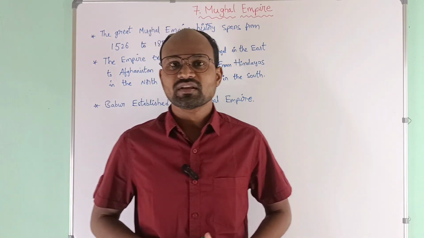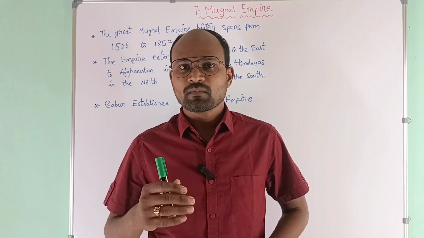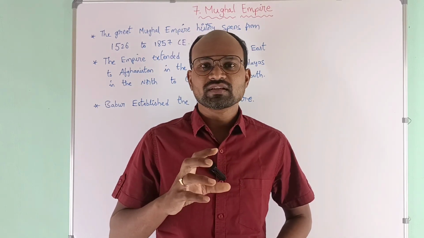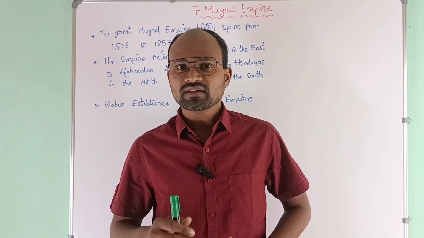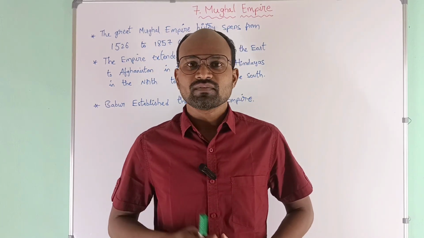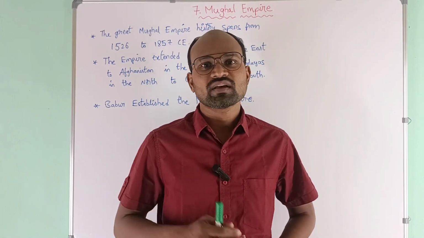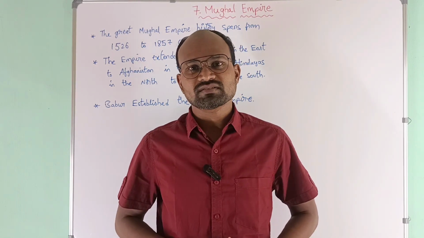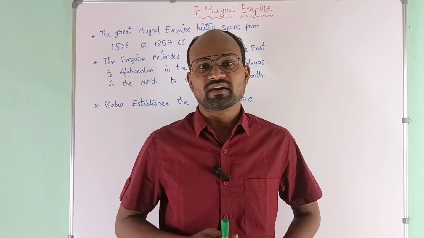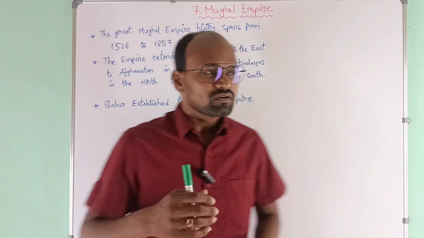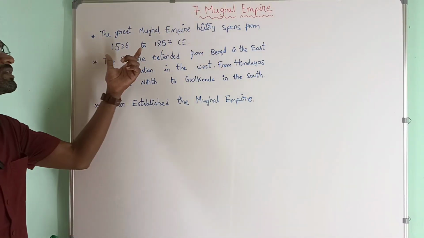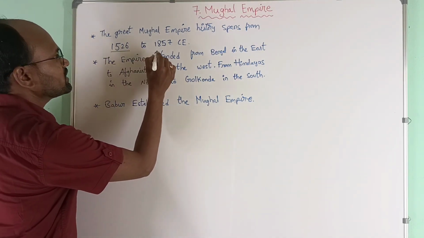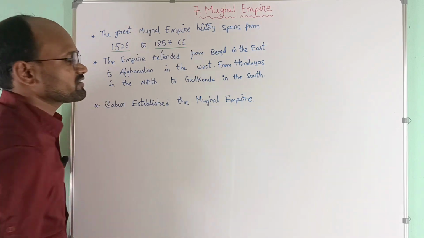During the time of ancient India, there were the Mauryan Empire and the Gupta Empire, which unified the entire Indian subcontinent. Later, during the time of medieval India, this Mughal Empire also unified the Indian subcontinent. So, the prominence of the Mughal Empire is that it is one of the largest empires in India. This great Mughal Empire spanned from the year 1526 AD to the year 1857 CE.